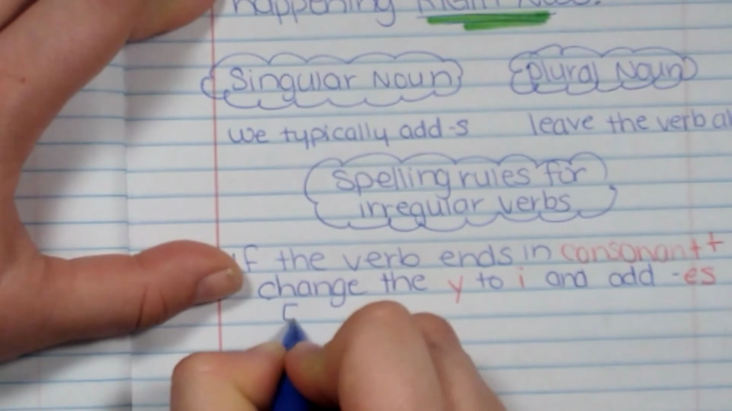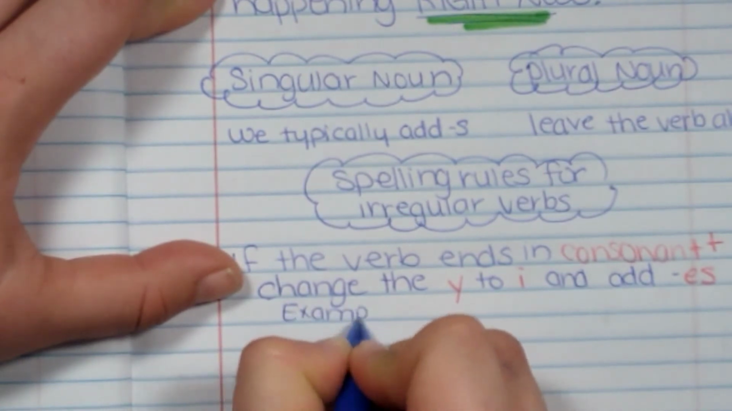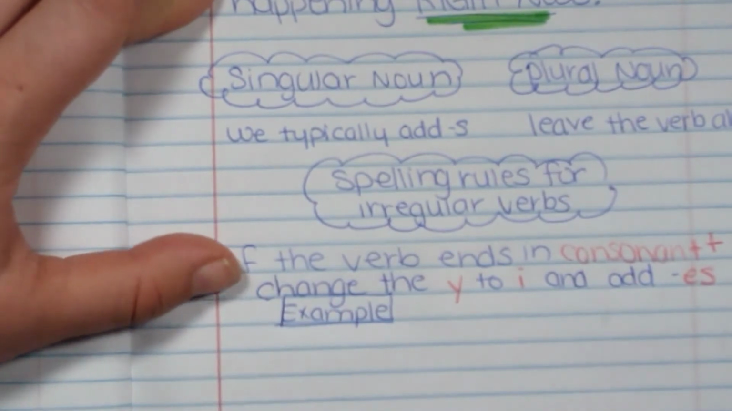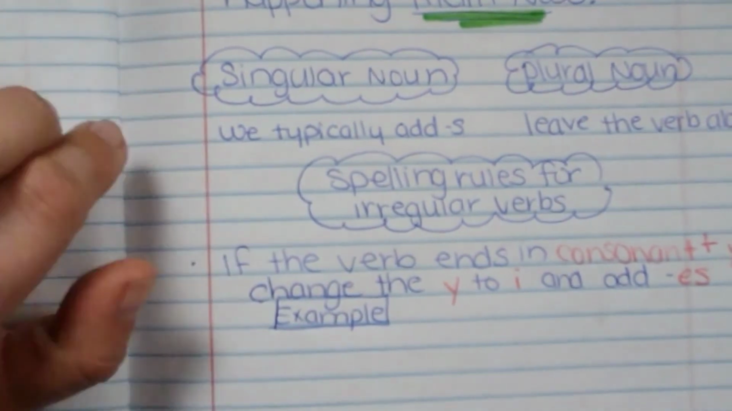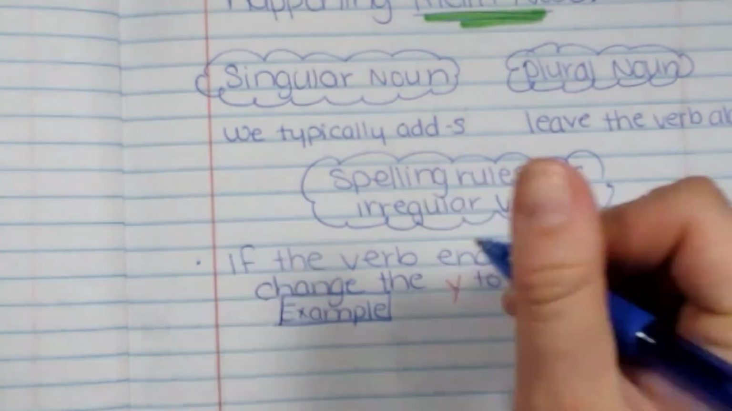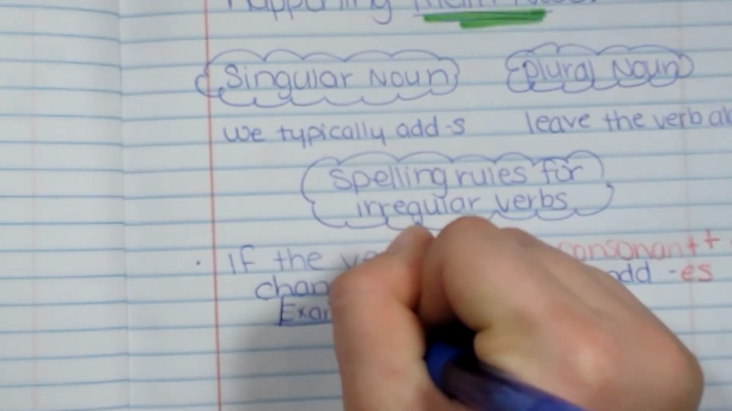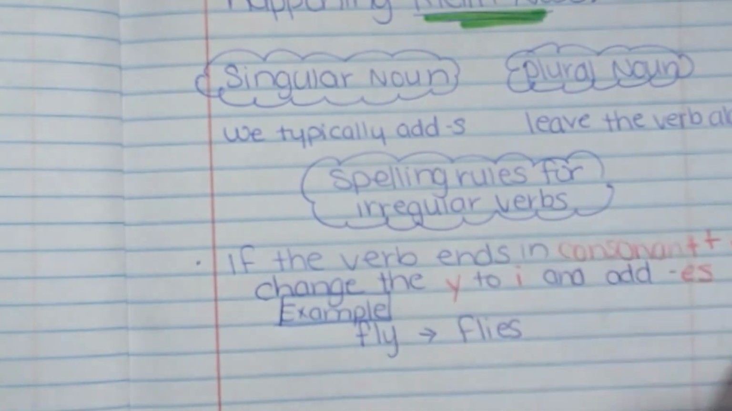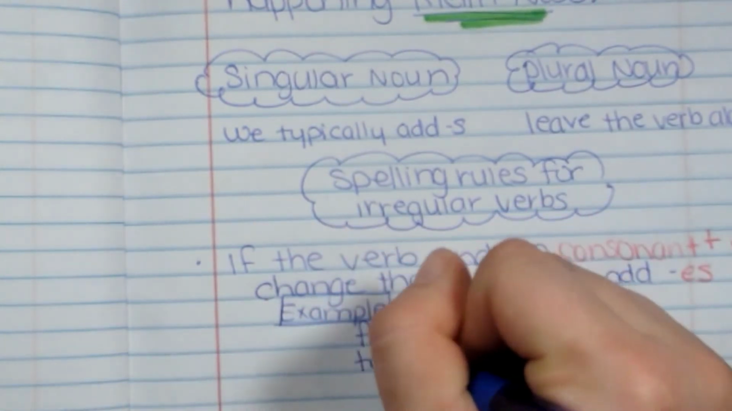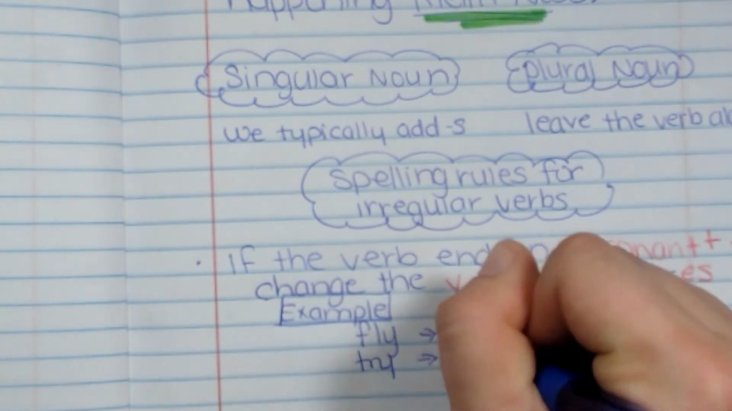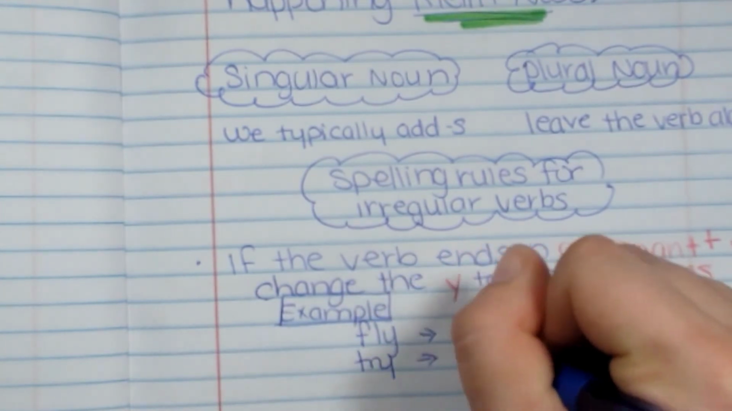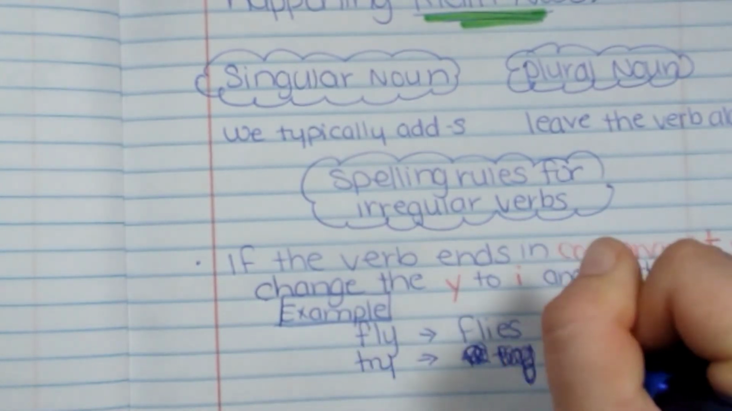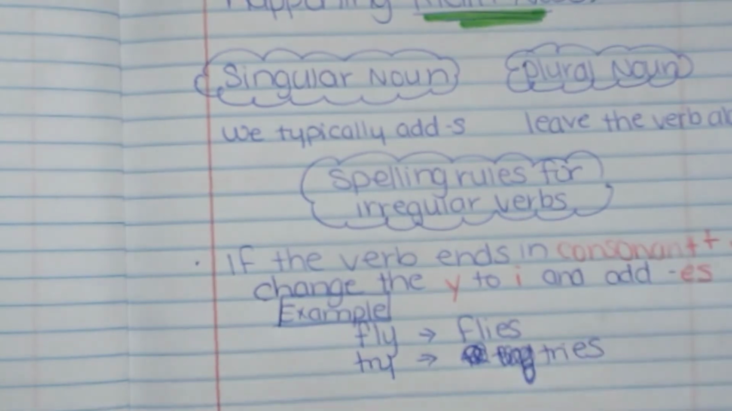So here's an example. Fly. I want to say flies. I'm going to change this to flies. Try. Oh, try. Actually, I didn't change it. It should say tries. Oops. Okay, tries.